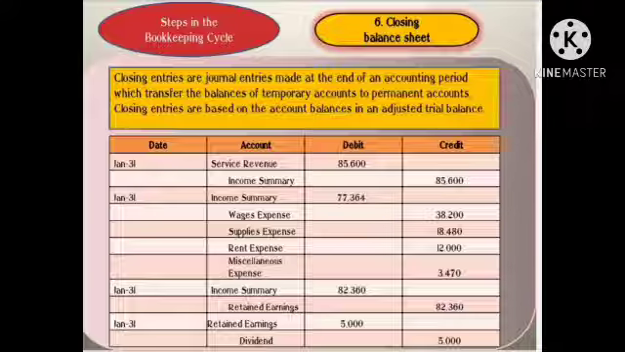Example: Transaction 1. Service revenue account in debit, income summary in credit. Transaction 2. Income summary in debit, wages expense in credit, supplies expense in credit, rent expense in credit, miscellaneous expense in credit. Transaction 3. Income summary in debit, retained earnings in credit. Transaction 4. Retained earnings in debit, dividends in credit.